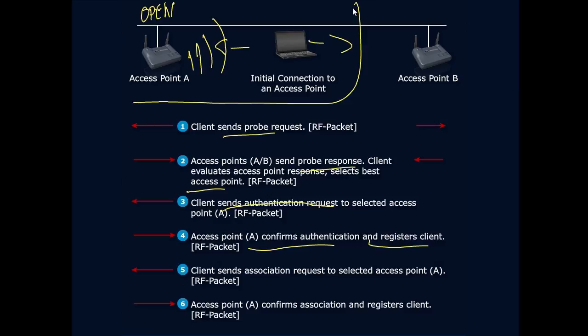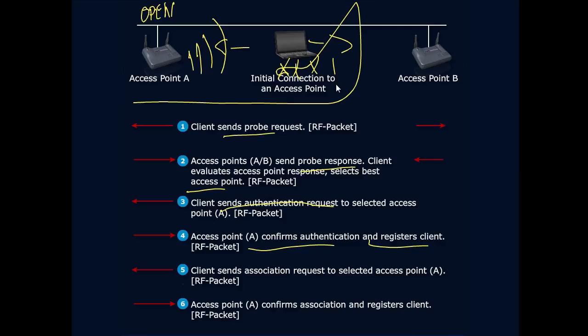Client sends an association request to the selected access point, and then the access point itself confirms the association and registers the client within the cell. It's given a number, let's say XXX1. So now this client is a part of that cell. It is registered and ready to go. At this point, we can begin sharing data.